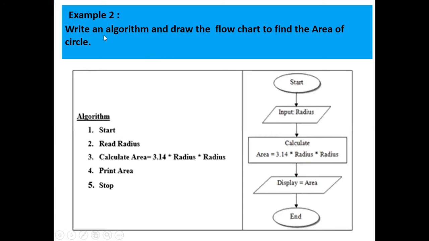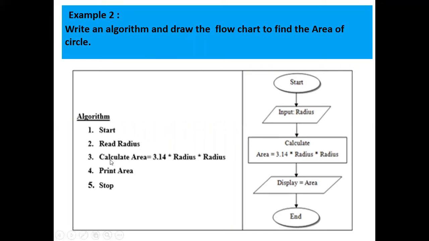Next, write an algorithm and draw the flowchart to find the area of a circle. Here the formula is 3.14 into radius. So we need to read the radius from the user. First we'll start the program, then read the radius from the user to calculate the area of the circle.